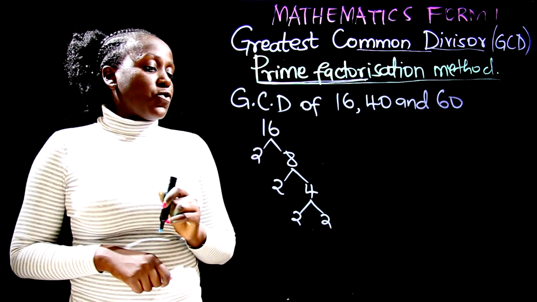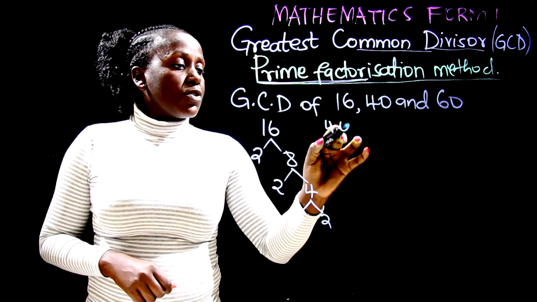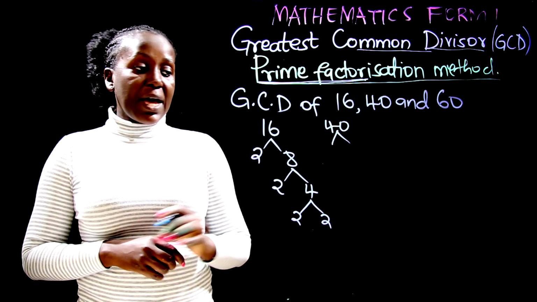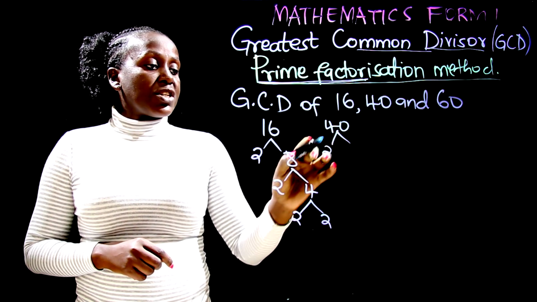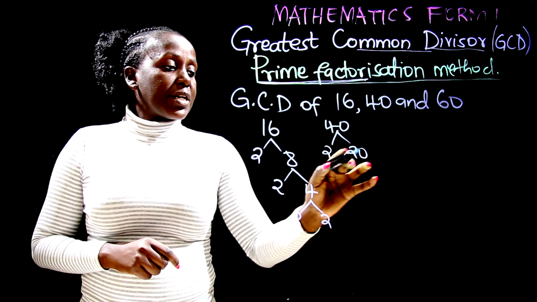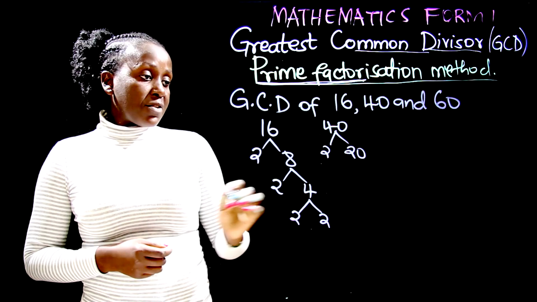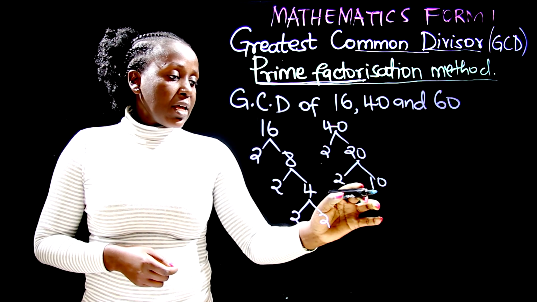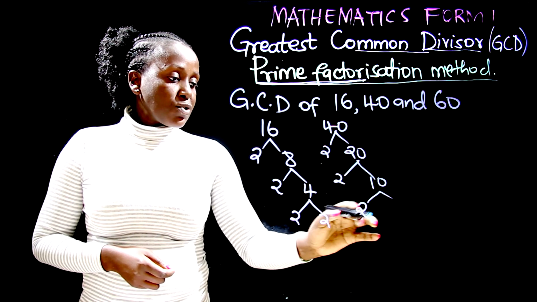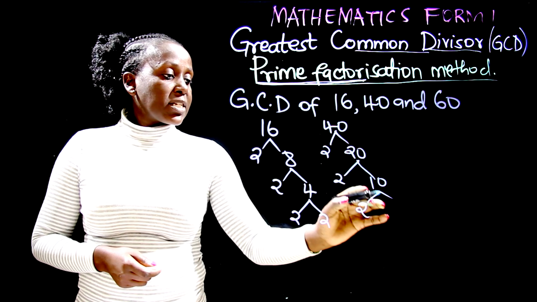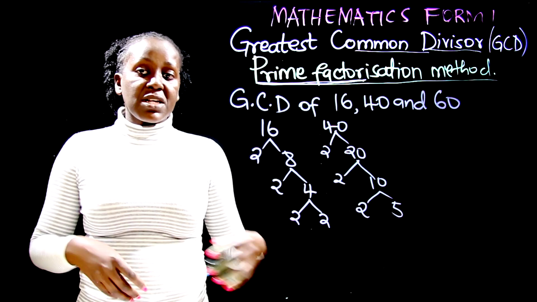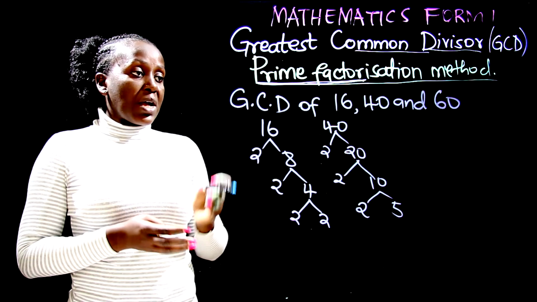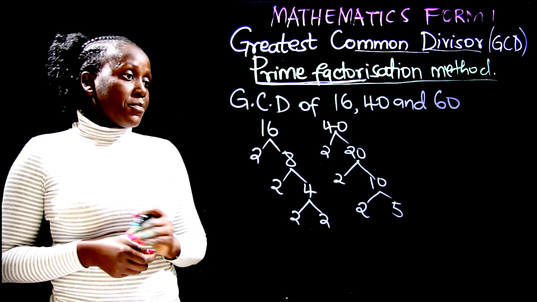Then we proceed to 40. So 40 is divisible by 2. 40 divided by 2 is 20. 20 is also divisible by 2. So divide by 2, we get 10. 10 is divisible by 2. 10 divided by 2, we get 5. Now 5 is a prime factor itself, so we can't divide it any further.